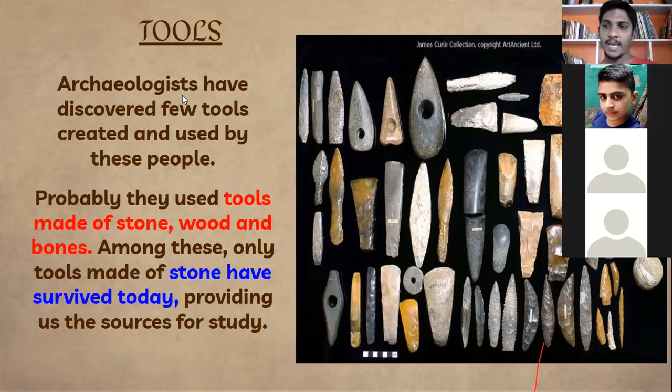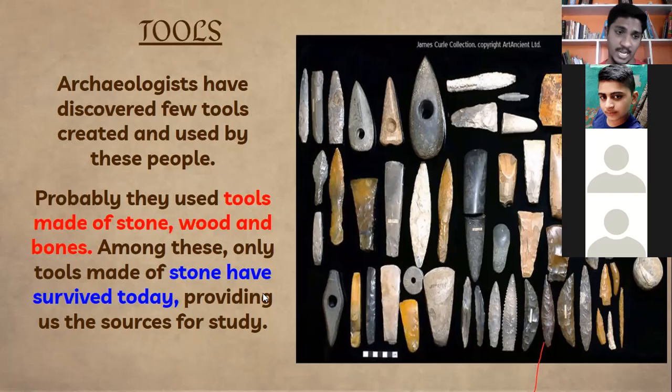Clear? Yes, sir. Okay, the people who study archaeology, meaning the old sources we know, are called archaeologists. And you know what these archaeologists did? They discovered. See, they don't simply keep quiet. Even you can become an archaeologist once you complete all your studies, if you have a lot of interest in discovering what things people used to do in olden days. Now these people discovered tools made of stone, wood, and bones.